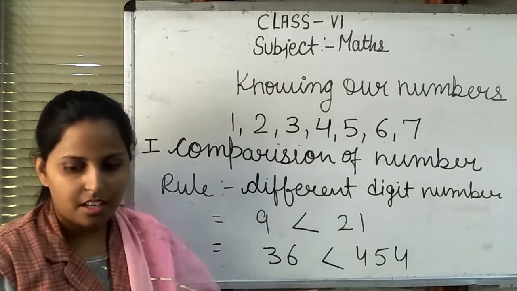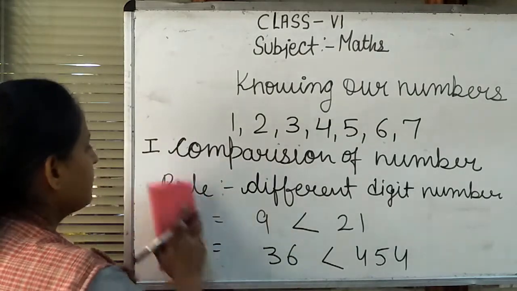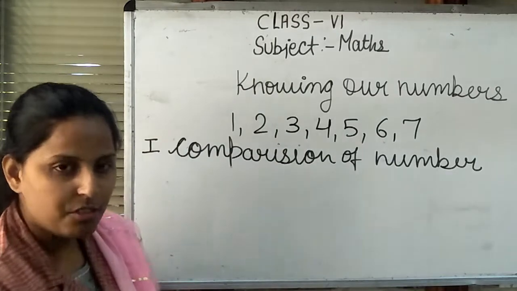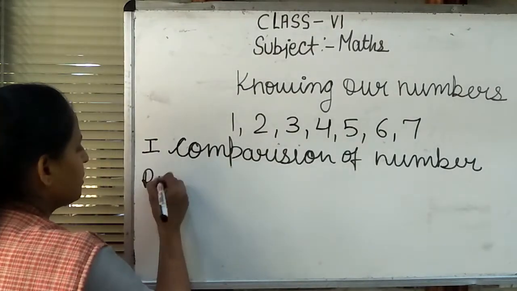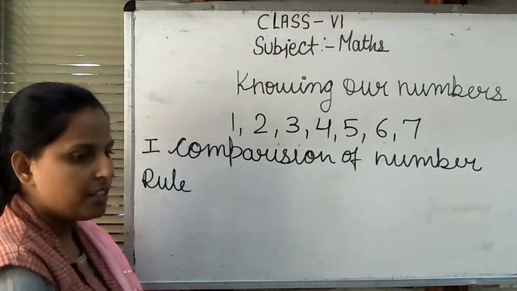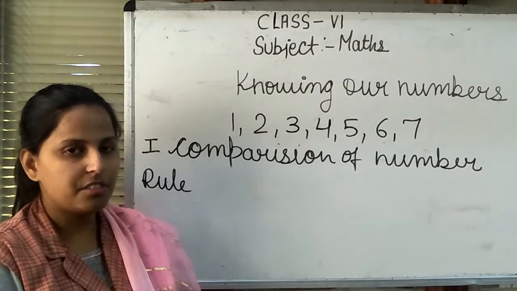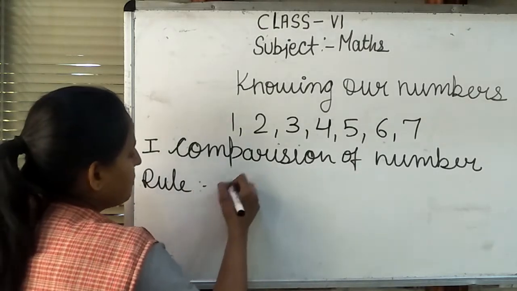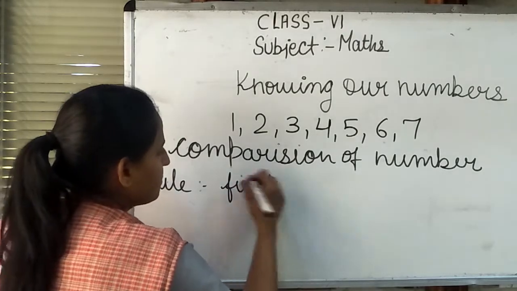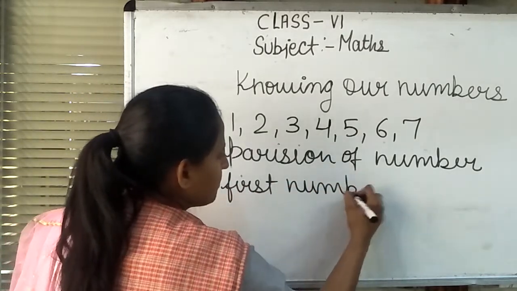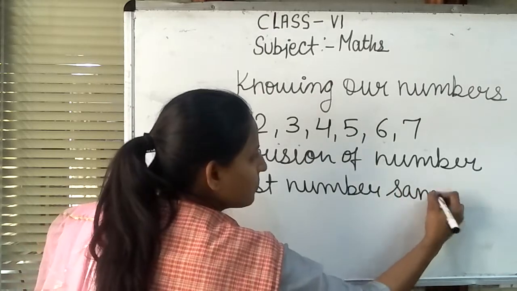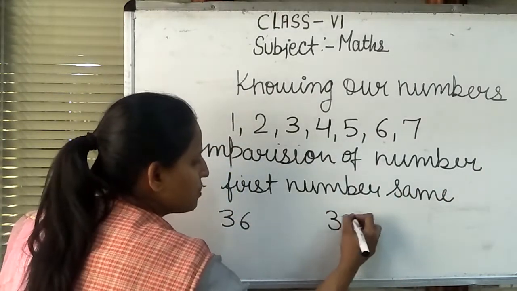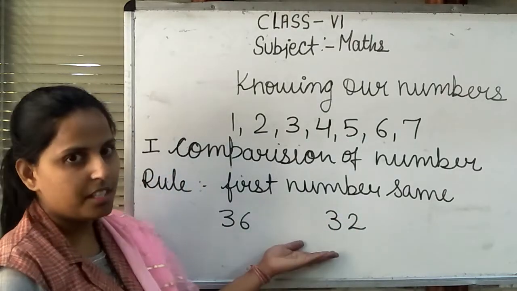Okay students, now we are moving to the next rule for comparison. This is when the numbers have the same first digit on the left hand side, like the first number is the same. Now I write here 36 and 32. I am taking the example 36 and 32.